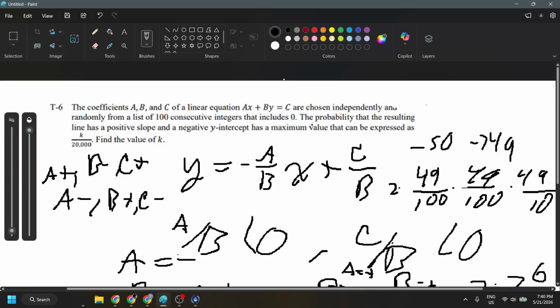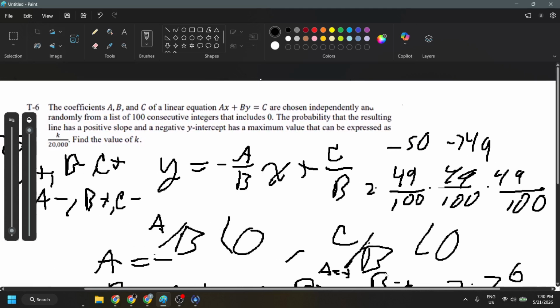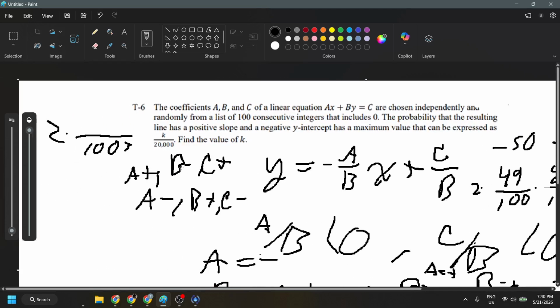Maybe let's create a general equation for the consecutive integers. So if we have, it's going to be 2 times something over 100, or 100 cubed. So if we just change the probability, it will be the probability of a positive, negative, positive. So the probability of a positive squared negative plus negative squared positive.